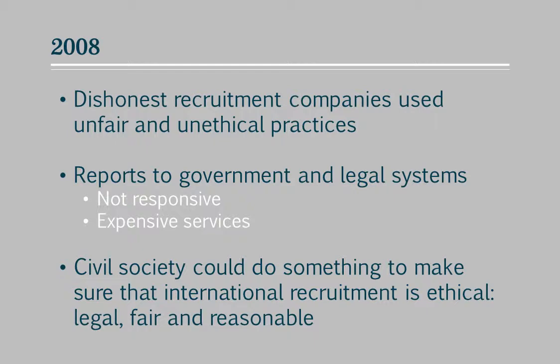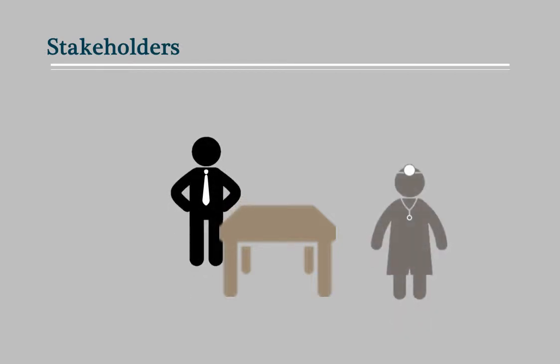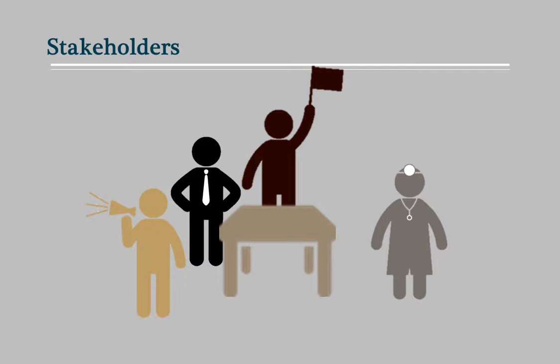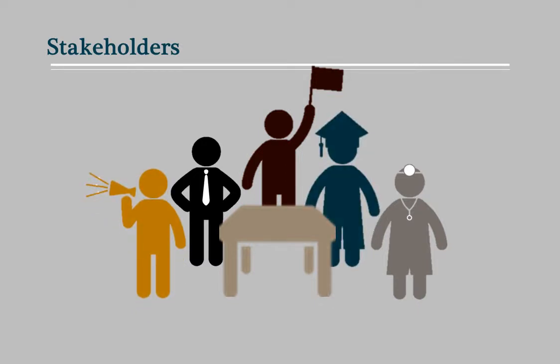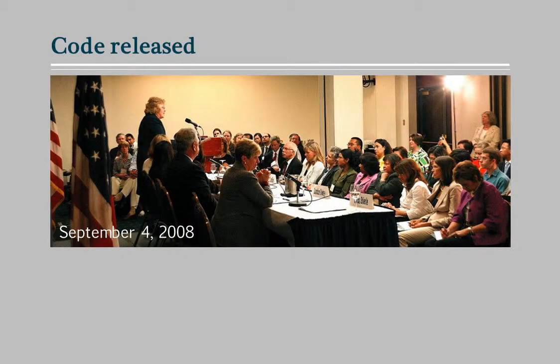A diverse group of stakeholders concerned about improving the industry's practices came together. For the first time, recruiters, healthcare organizations, migrant groups and associations, unions, and educational and licensure bodies sat at the same table to agree on standards for ethical international recruitment. Before the Code, no organization had ever tried to balance the interests of all these parties. After many months of negotiations, the group agreed on a set of standards for fair and ethical international recruitment.